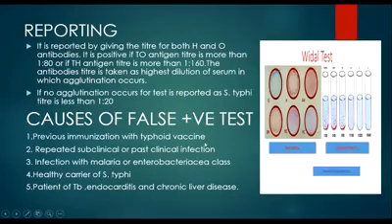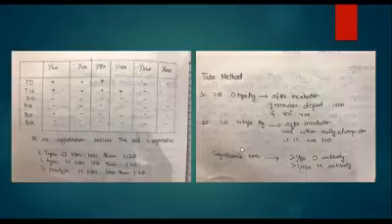Because this is the lowest dilution, we report it as Salmonella typhi titer less than 1:20. Now there can be false positive tests as well, and the causes include previous immunization with typhoid vaccine, repeated subclinical or past clinical infections, infection with malaria or Enterobacteriaceae, healthy carriers of Salmonella typhi, and patients with TB, endocarditis and chronic liver disease.